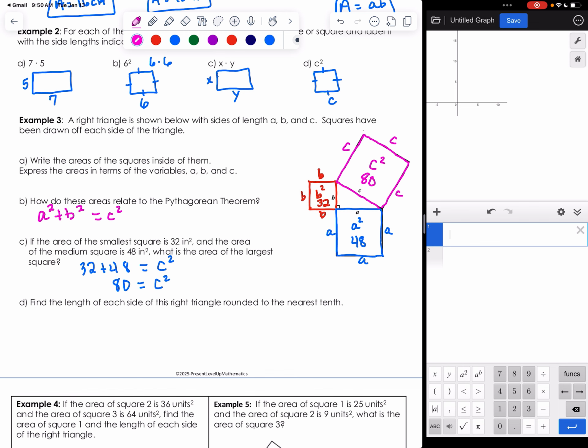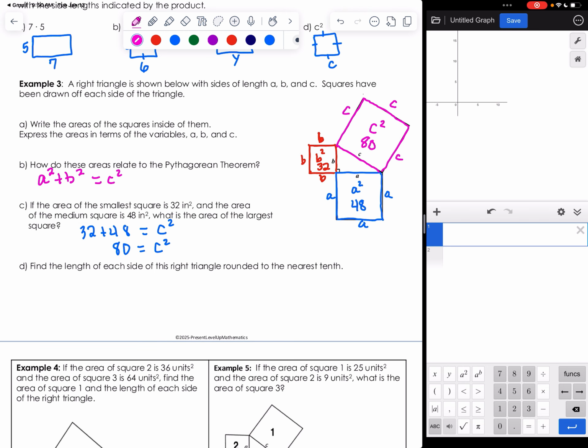All right. In problem D, it says find the length of each side of this right triangle. So let's start with side A. To get side A, we would take the square root of 48, and it says to round to the nearest tenth. So the square root of 48 is approximately 6.9 units. So I'll label side A with 6.9.